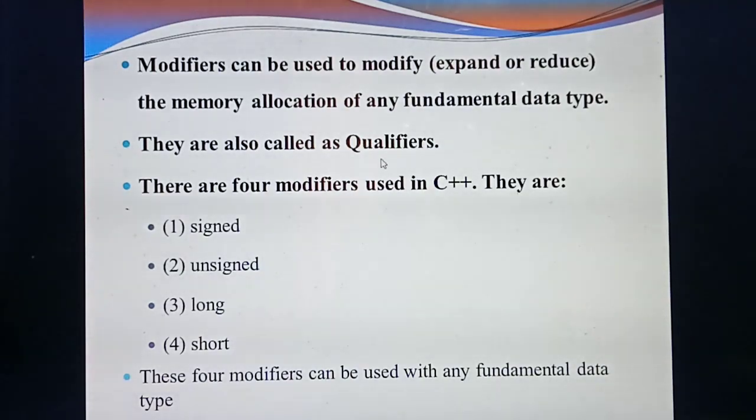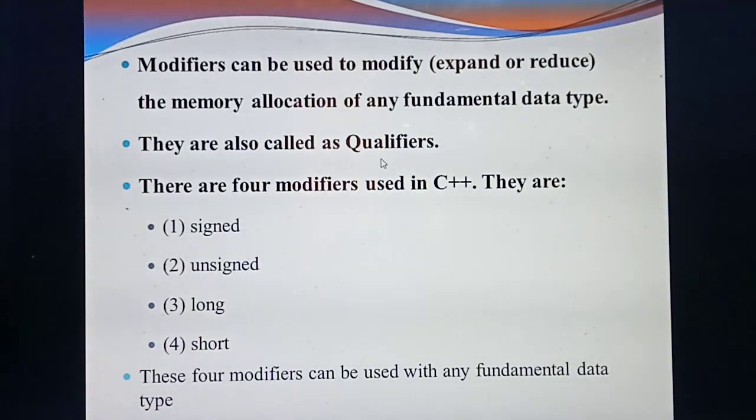There are totally 4 modifiers. Next we are going to study these modifiers one by one. So totally how many modifiers are there? 4. What are they? Signed, unsigned, long and short. Understood what the 4 modifiers are? Signed, unsigned, long and short.